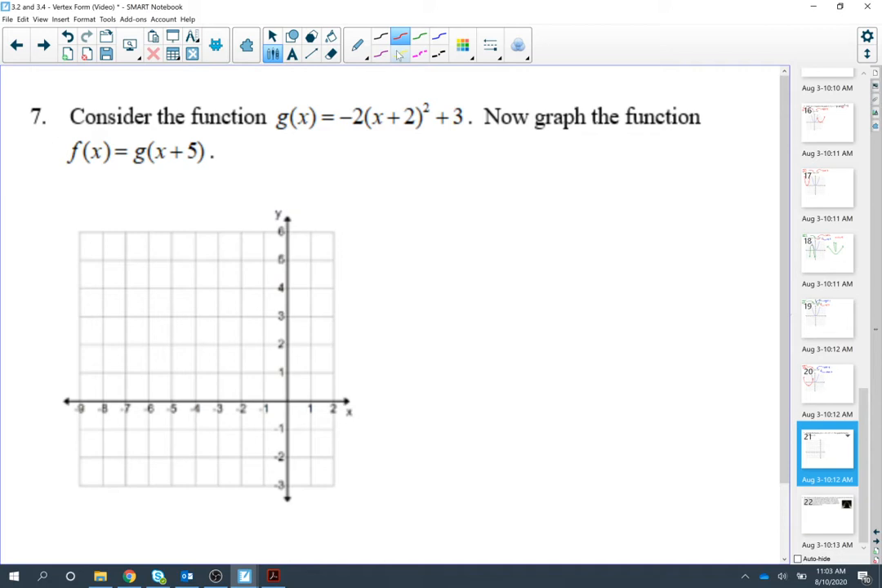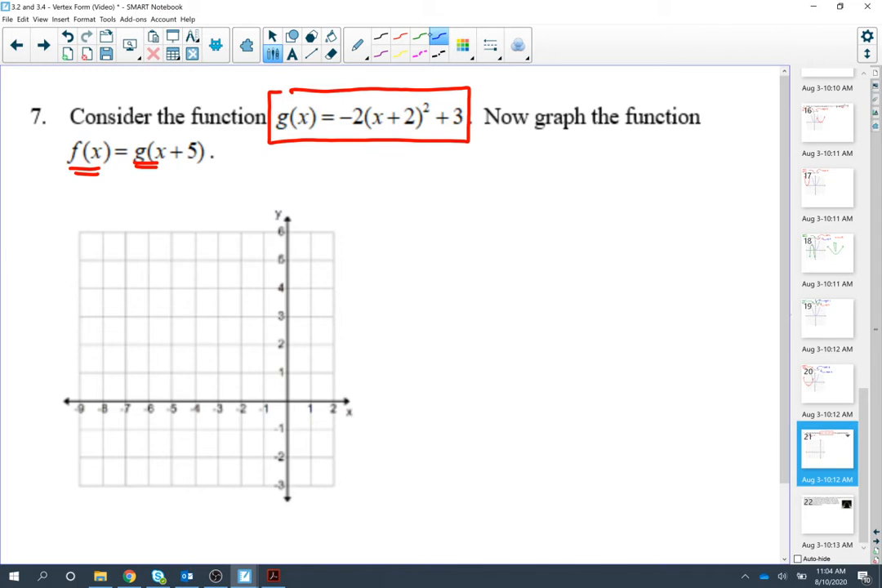Okay, so let's think about this for a minute. We have this function. That's our g of x. And they want us to graph this new function, which is f of x, which is g of x plus 5. Meaning we're going to take our g graph or our g function and we're going to move it somehow. And the question is, how are we going to move it?